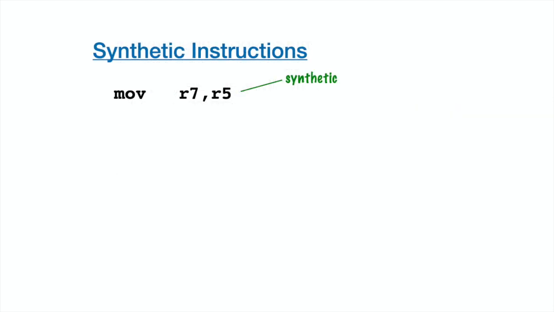To increase the instruction set while simplifying the number of machine instructions, a number of instructions are what we call synthetic. A synthetic instruction is translated by the assembler into a simpler machine instruction. For example, the register move instruction is translated into an or immediate instruction. Sometimes the assembler may use more than one instruction for a synthetic instruction.